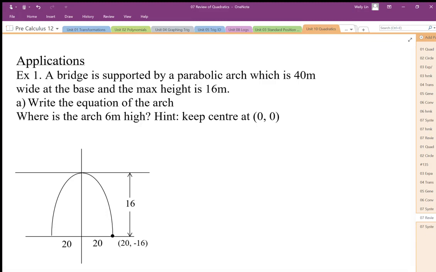There are kind of two options here. We can put the vertex at the center, and if we do that, the equation looks like this: y equals ax squared. There's no horizontal or vertical shift. That's how it's been set up here, so that coordinate is going to be 0, 0.